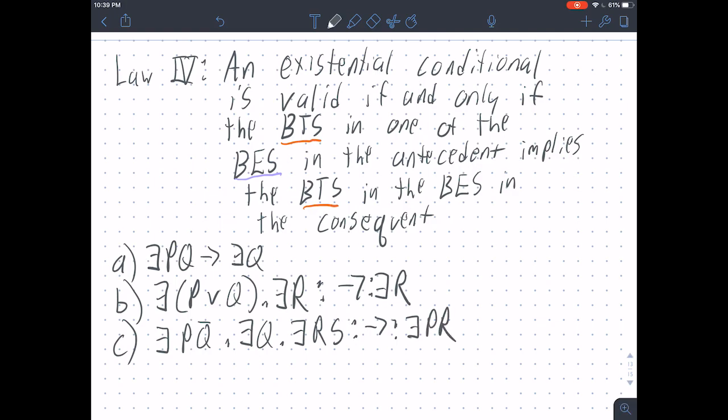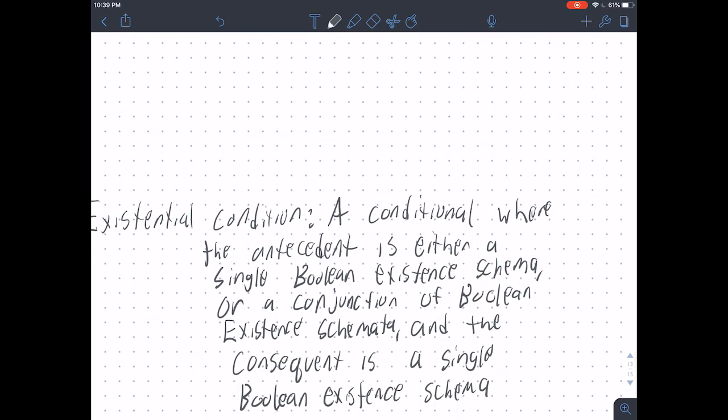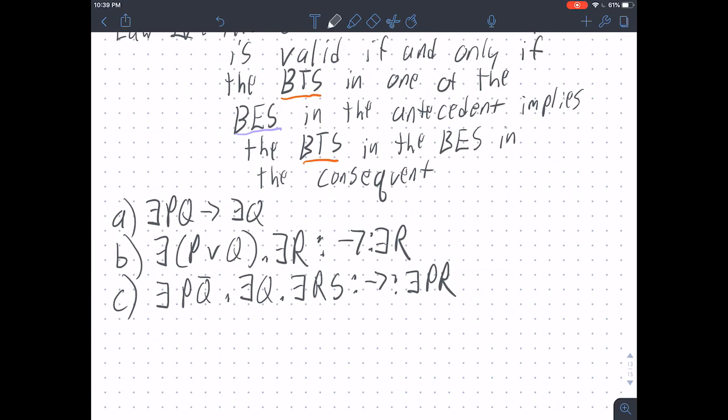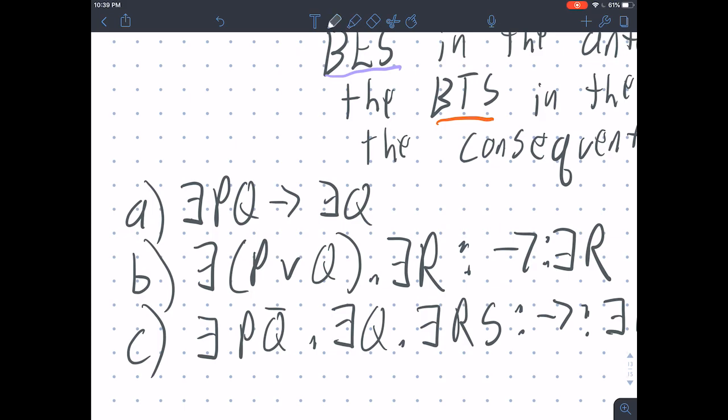Okay. So again, the definition of an existential conditional: a conditional where the antecedent is either a single Boolean existence schema or a conjunction of Boolean existence schemata, and the consequent is a single Boolean existence schema. So if we look at A right here, the whole thing is a conditional, right? The antecedent is a single Boolean existence schema, and the consequent is a single Boolean existence schema. So it's an existential conditional.